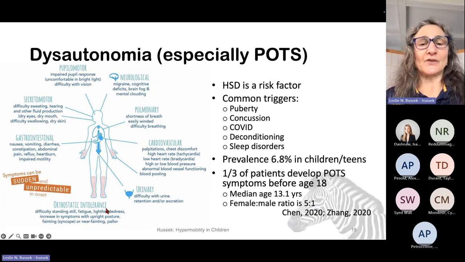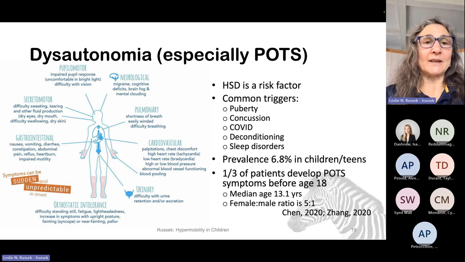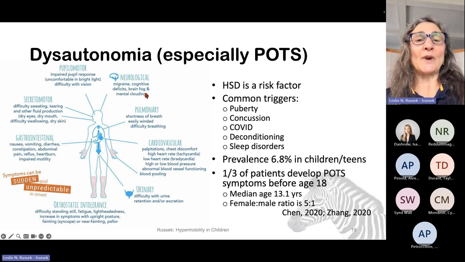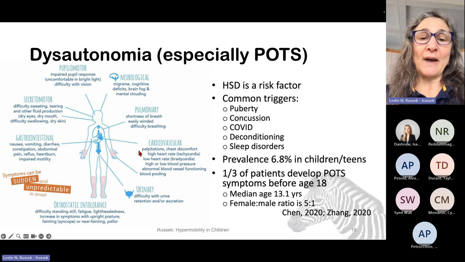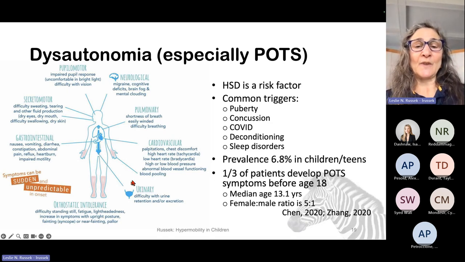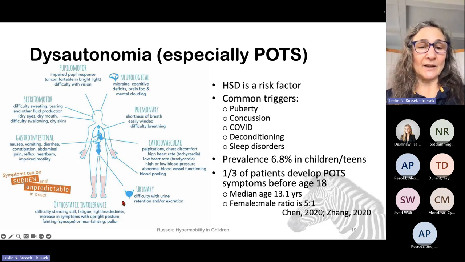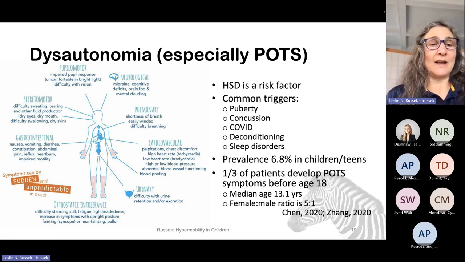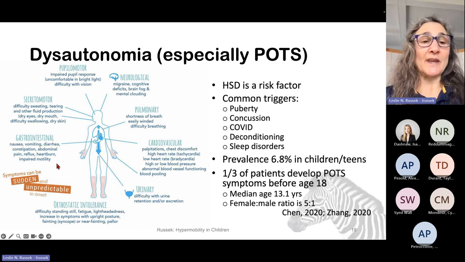So dysautonomia, POTS is the most common type of dysautonomia, but the autonomic nervous system pretty much controls everything from the top of your head to your butt. And so your symptoms can be anywhere. There can be neurological symptoms, so migraine, brain fog, clouding, pulmonary symptoms, of course, a lot of cardiovascular palpitations, giving POTS its name, but other types of dysautonomia can have bradycardia, high or low blood pressure, blood pooling. There can be urinary issues, orthostatic intolerance when they stand up and pass out. GI issues are very common in dysautonomia as well. Secretomotor issues, so sweating, tearing, dry eyes, dry mouth, and then pupil control.